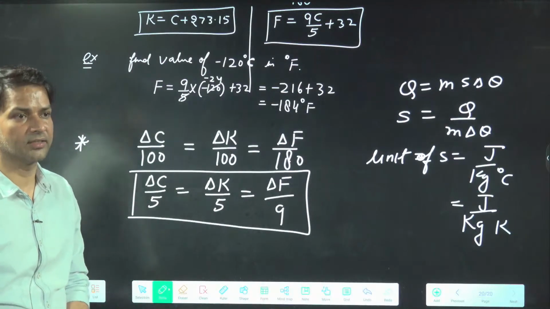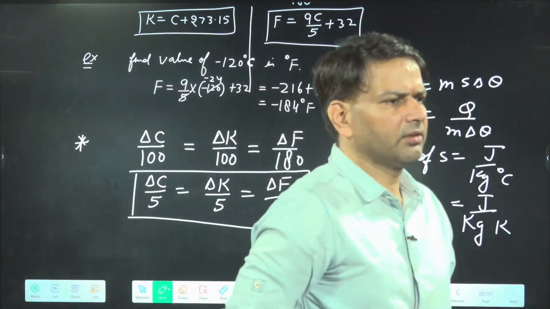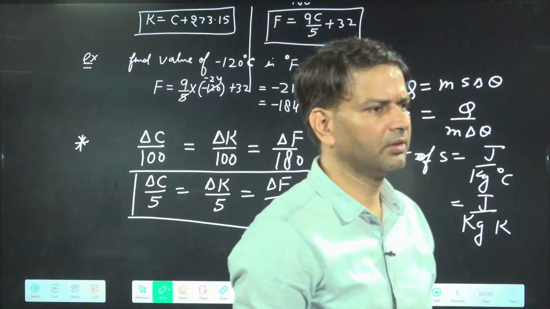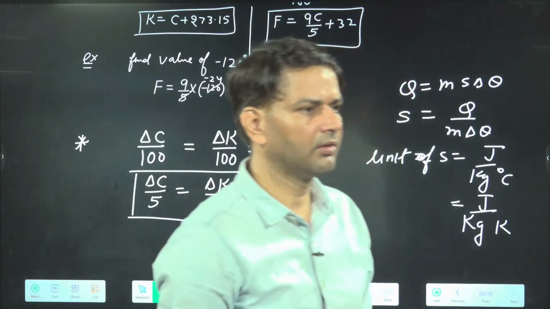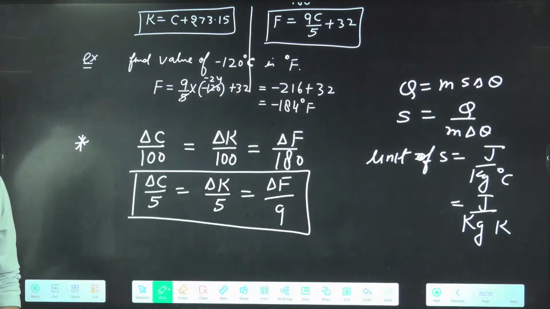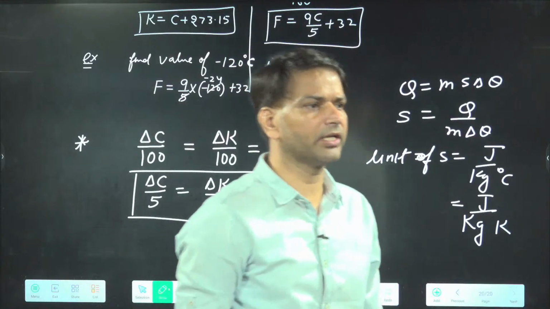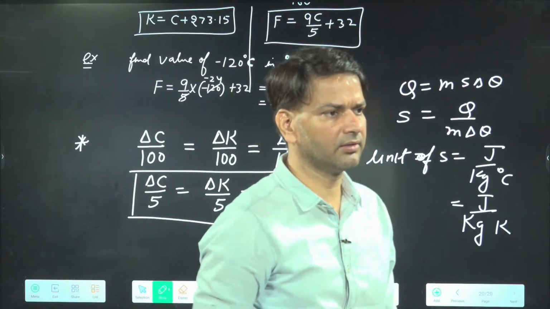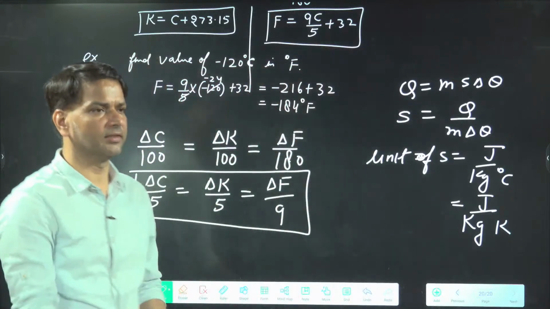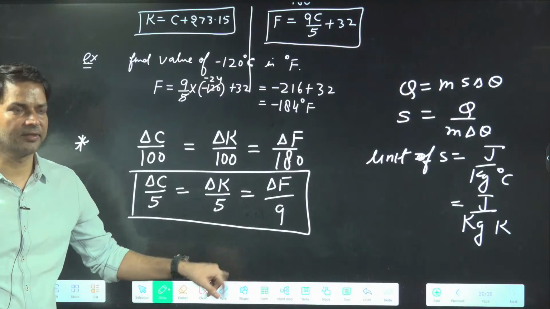How can we write this? C by 5 is equal to K by 5 is equal to F minus 32 by 9. Gagandeep, we are not right, na? Delta C by 5 is equal to delta K by 5. That is right. But how can you write F minus 32 by 9? You cannot write that, na? Then you will get delta F by 9. Okay, Gagandeep.